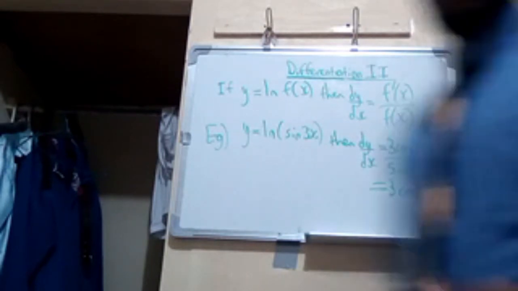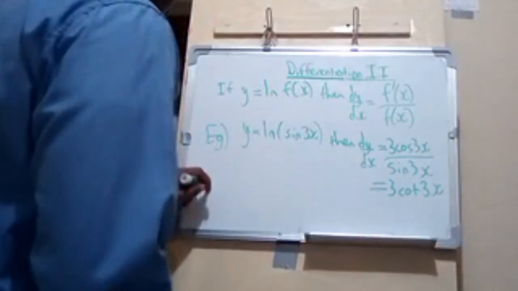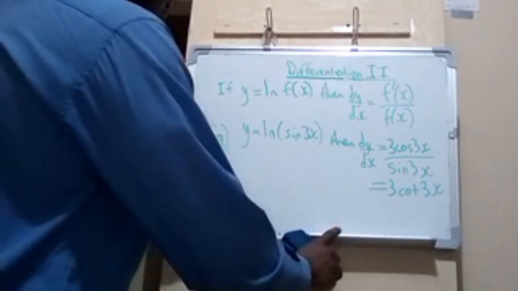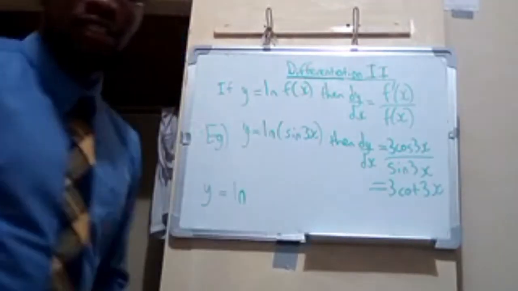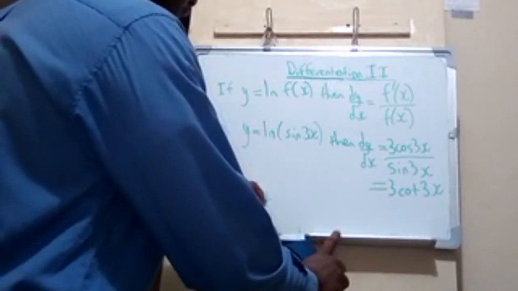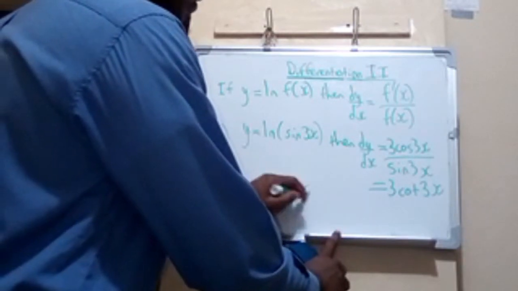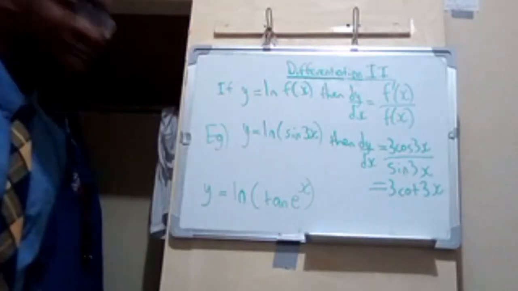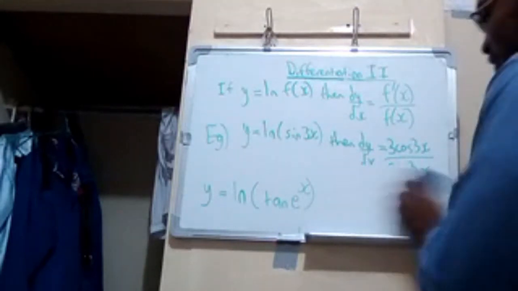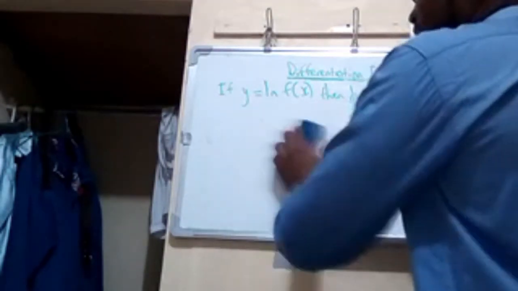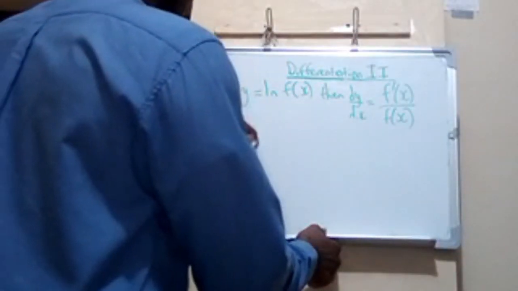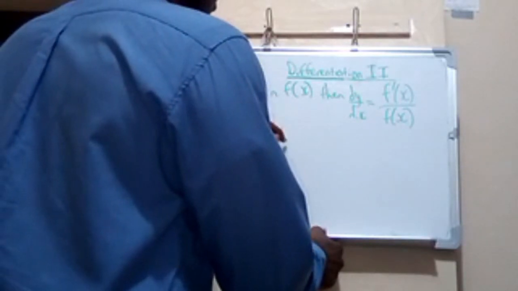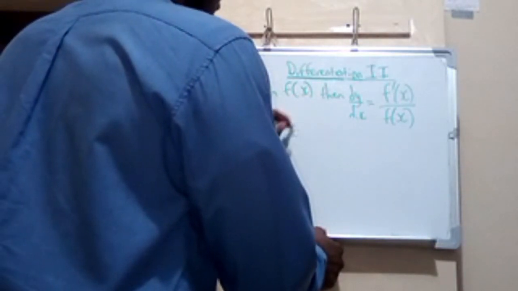Now, let's say I had given you that y is equal to ln tan e to the x. So y is equal to ln tan e to the x. If y is equal to ln tan e to the x, then let's find dy by dx. So let's write it down. y is equal to ln tan e to the x.